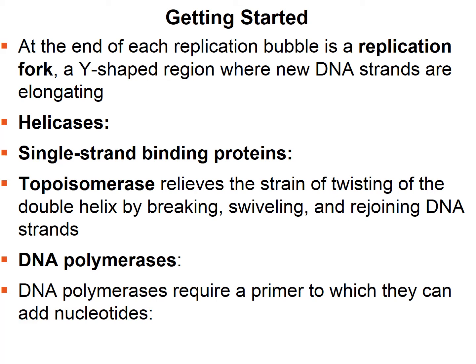Topoisomerase is an enzyme that relieves the strain of twisting of the double helix by breaking, swiveling, and rejoining DNA strands. DNA polymerases catalyze the synthesis of new DNA at the replication fork. So basically, as the new bases are coming in, it's the DNA polymerase that actually forms the bond between the existing base and the base that's being added.